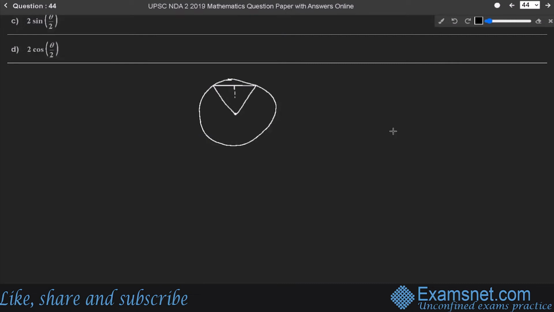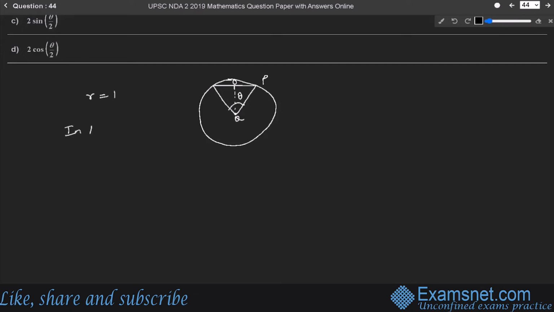This is the imaginary line. Let this be angle theta and let us name it as Q and P. We know that this whole angle is theta, so half will be theta by 2 and let us name it as O. Now, this is a unit circle. It is given in the question. It means that radius will be equal to 1.